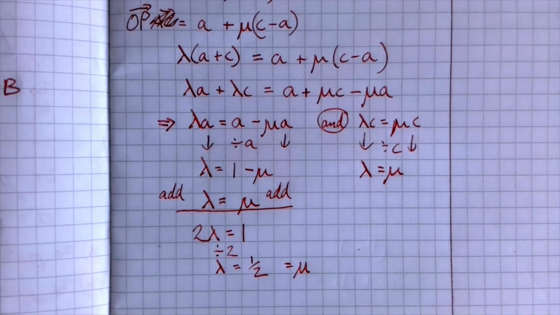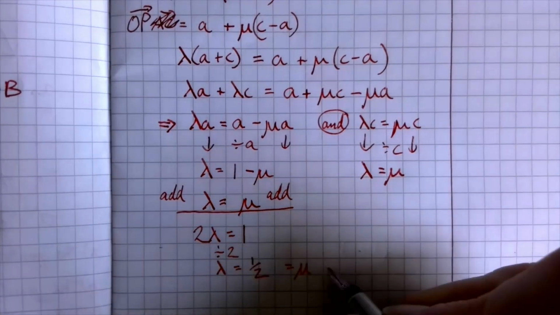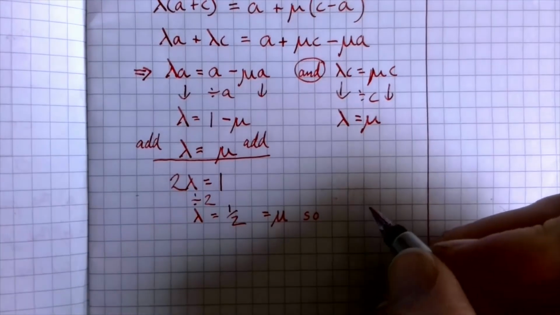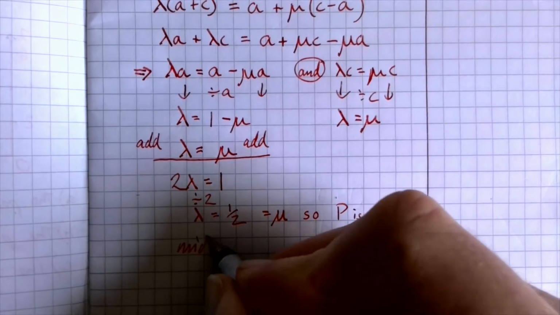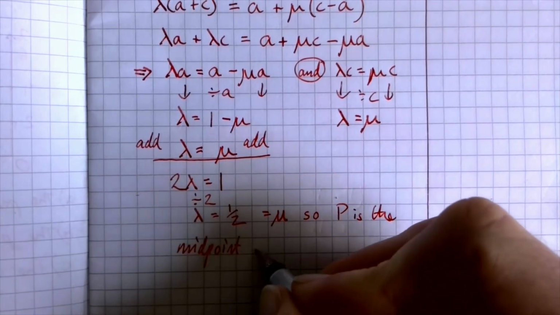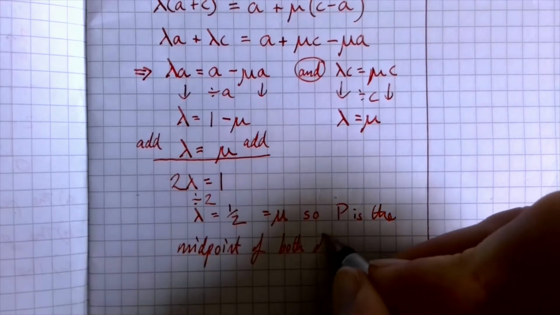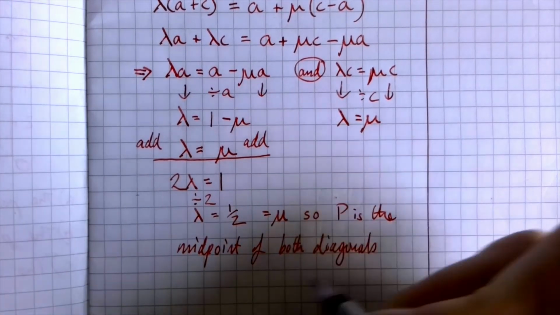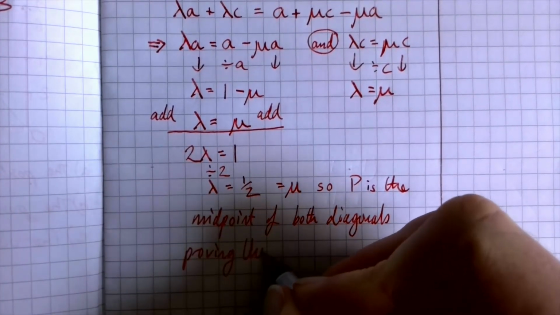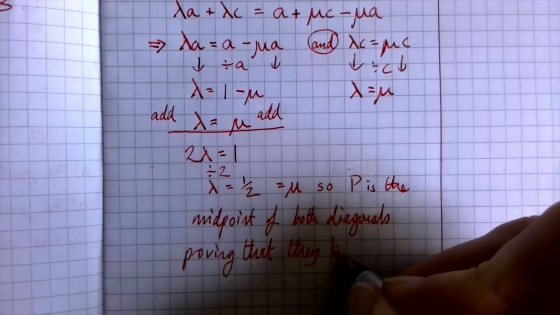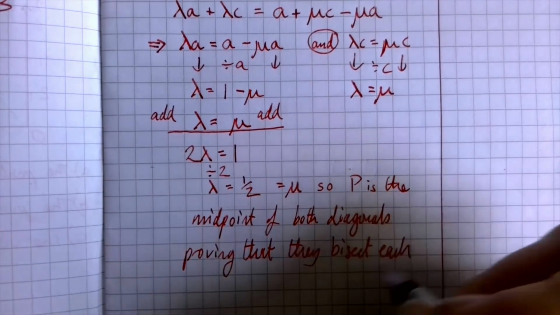So P is the midpoint of both of them, because on both of them it was a half times what we had for AC, and it was a half times what we had for OB. So we should write that down, shouldn't we? We always need a statement. So P is the midpoint of both diagonals, proving that they bisect each other.